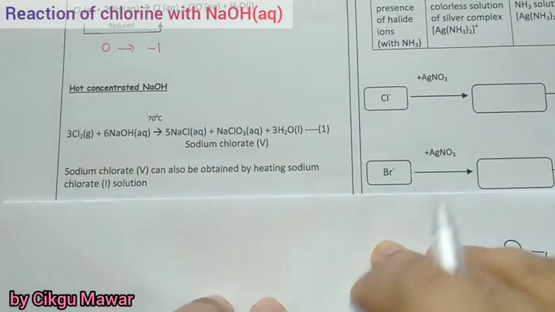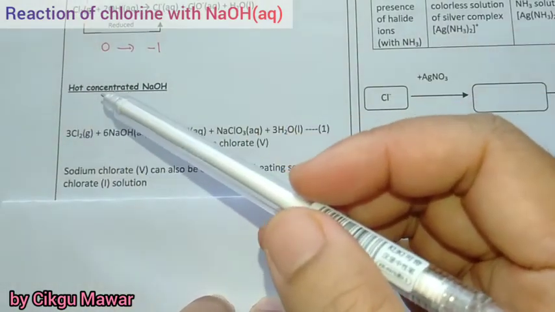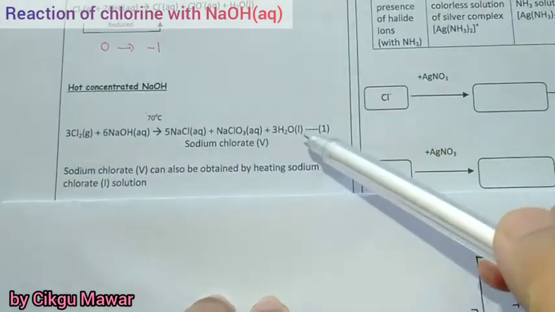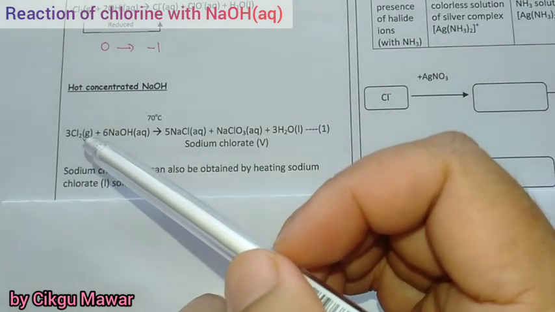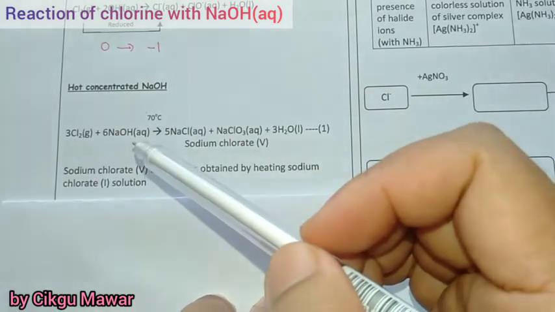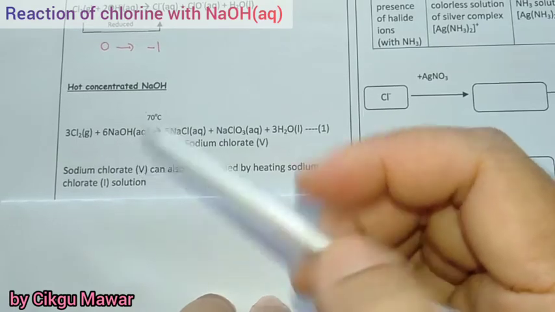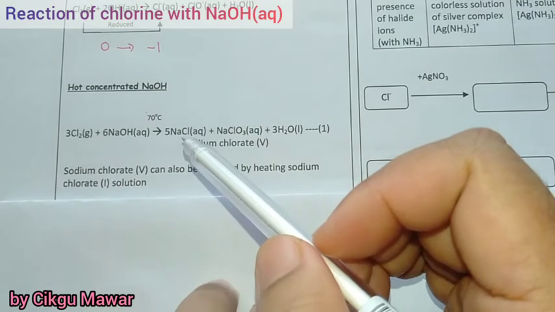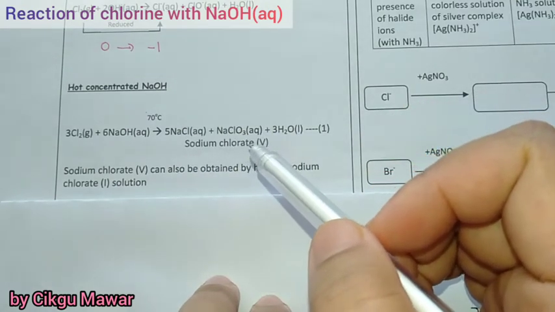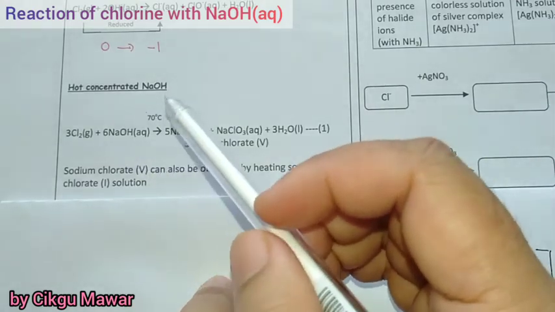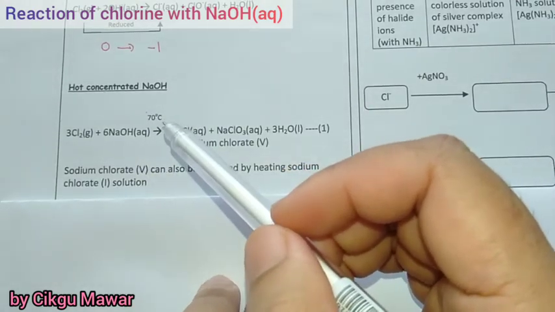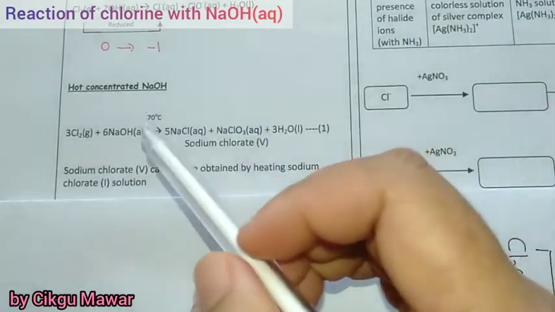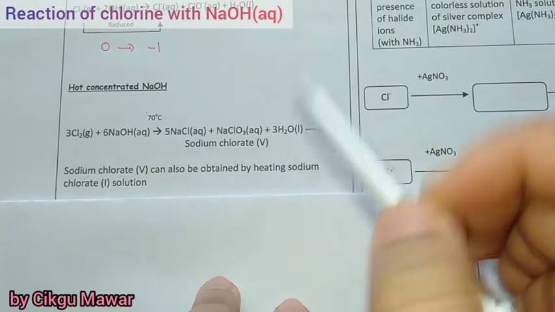The second reaction of chlorine is with hot concentrated sodium hydroxide. Here are the equations involved. We know that chlorine is acidic when dissolved in water, so when it reacts with sodium hydroxide, it will form water. The other products formed are sodium chloride and sodium chlorate(V). Make sure that the temperature is around 70 degrees Celsius. So this is the equation involved.